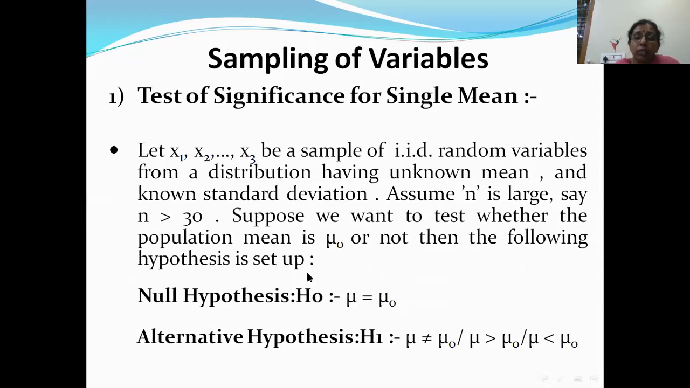Suppose we want to test whether the population mean is mu naught, or whether this sample of size n is drawn from the population with mean mu naught. Then the null hypothesis H naught is mu equals mu naught, that is, the sample is drawn from a population with mean mu naught. The alternative is that the sample is not drawn from the population with mean mu naught, or mu is not equal to mu naught, mu greater than mu naught, mu less than mu naught.